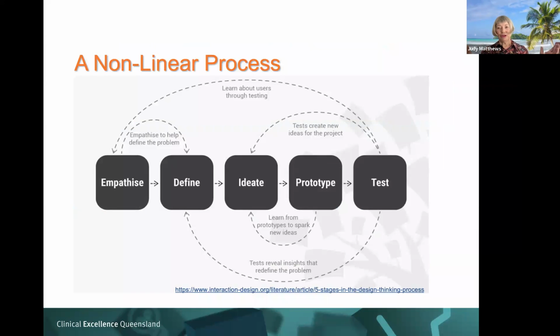So we've talked about a process of design thinking, and here we have 5 components. Empathize, define, ideate, prototype, and test. And it looks like, if you're reading from left to right, it's a very linear process.